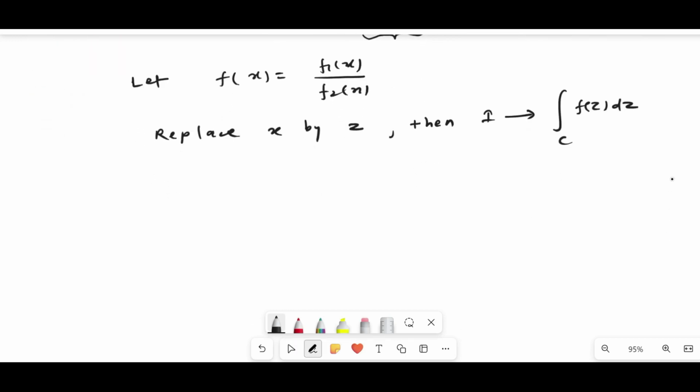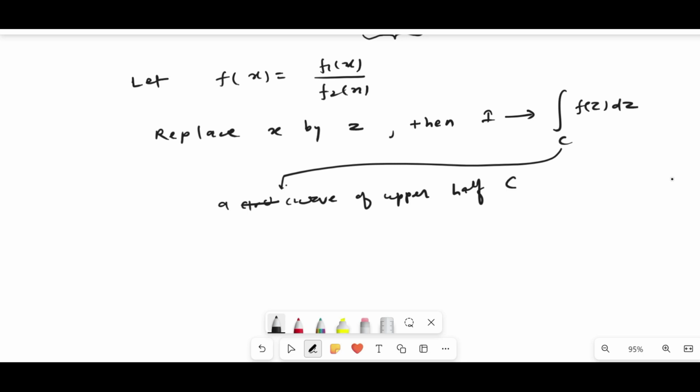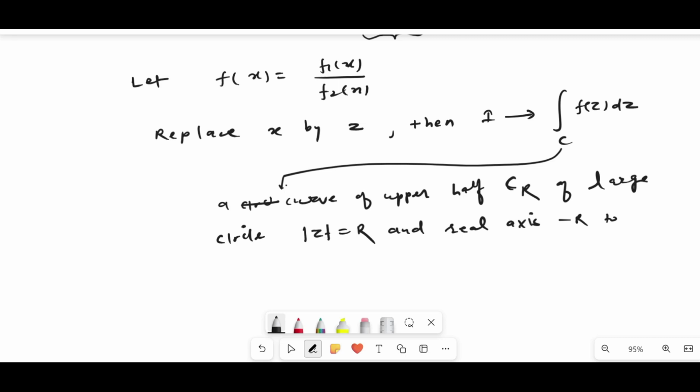where the curve C is the curve of the upper half circle C having a radius r, that is a large circle having center 0, that is, mod of z is equal to r, together with the real axis which varies from negative r to positive r.